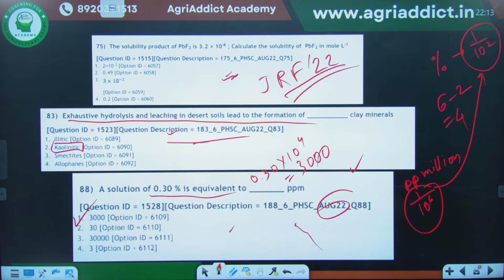Has anyone been able to solve this question till now? Or should I solve it for you? Tell me in the comments.